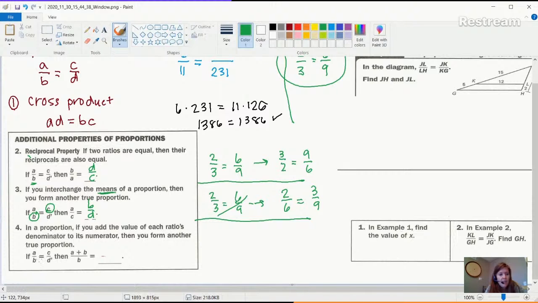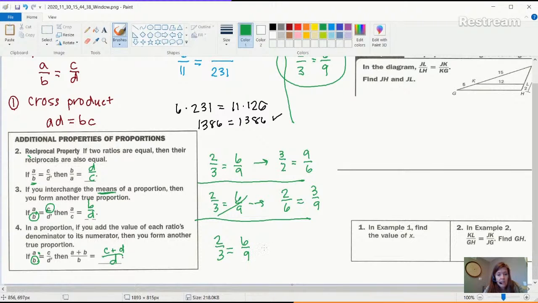Okay, if you take the denominator and you add it to the numerator and then keep everything else the same, then your proportion stays the same. So the property says if A over B equals C over D, then A plus B over B equals C plus D over D. So I think this is the most interesting one to watch. So again, 2/3 equals 6 out of 9.